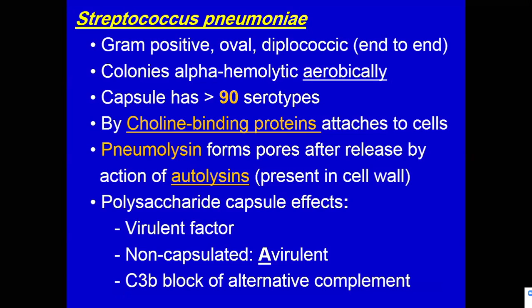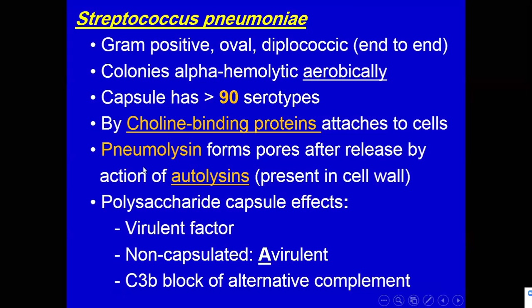It has a polysaccharide capsule, and the polysaccharide capsule can be serotyped, and we have more than 90, about 100 serotypes of this microorganism. This microorganism is characterized by having proteins called choline binding proteins. The choline binding proteins make the microorganism attach to the host. So choline binding proteins are attachment molecules to the host.